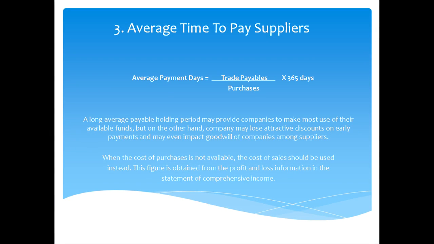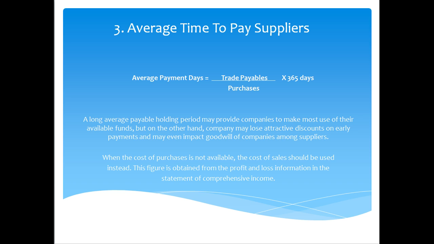Okay, let's move forward. Average time to pay suppliers. Now its formula is average payment days equals trade payables upon purchases into 365 days. Now trade payables should be the average value of the trade payables during the year. This is the average of the trade payables at the beginning of the year and trade payables as at the end of the year.